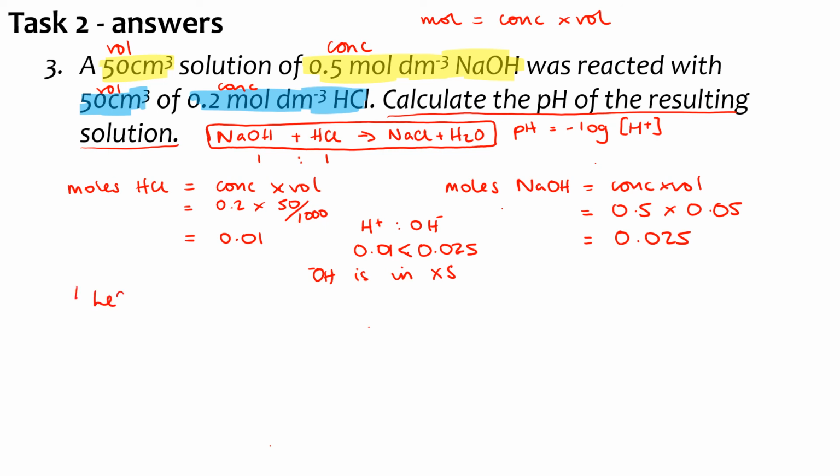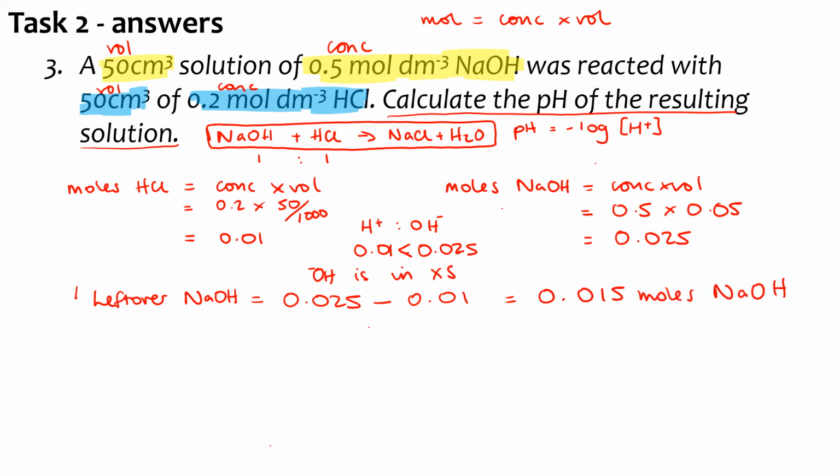Now that leftover NaOH is going to be what we start with, 0.025, minus how much reacts. Because it's a 1-to-1 ratio, however much acid there is will react with the same amount of OH-. So the 0.01 moles of H+ will react with 0.01 moles of OH- to form 0.01 moles of water, and we get left over 0.015 moles of NaOH unreacted in the solution left at the end. So that's the excess moles of NaOH at the end of this reaction.